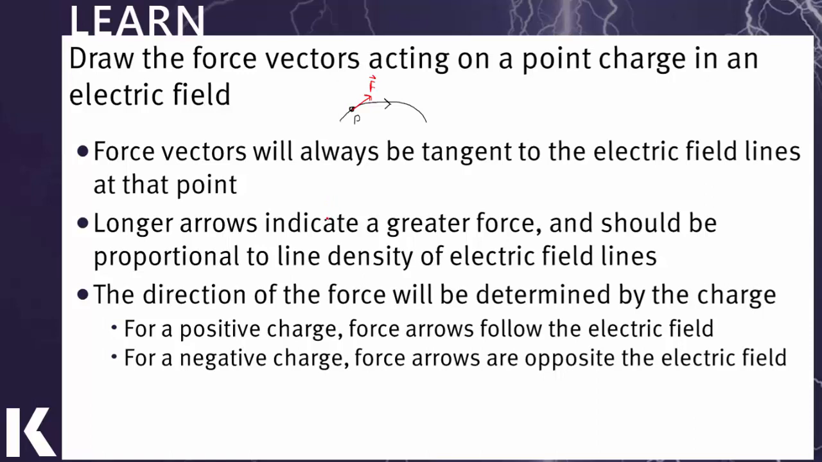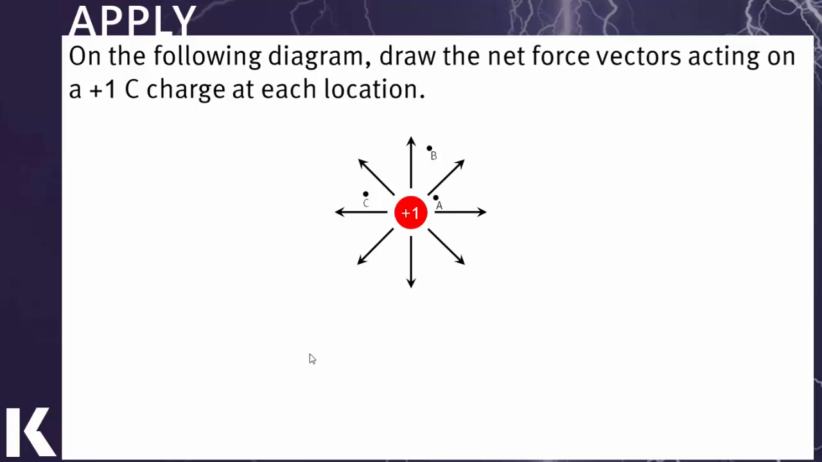And then remembering that physicists are always positive people, if the charge you place at point P is positive, we will be with the field. If the charge you put at point P is negative, we'll be against the field. Let's take a look at a question to help drive this home. So here we want to draw some force vectors acting at points A, B, and C.